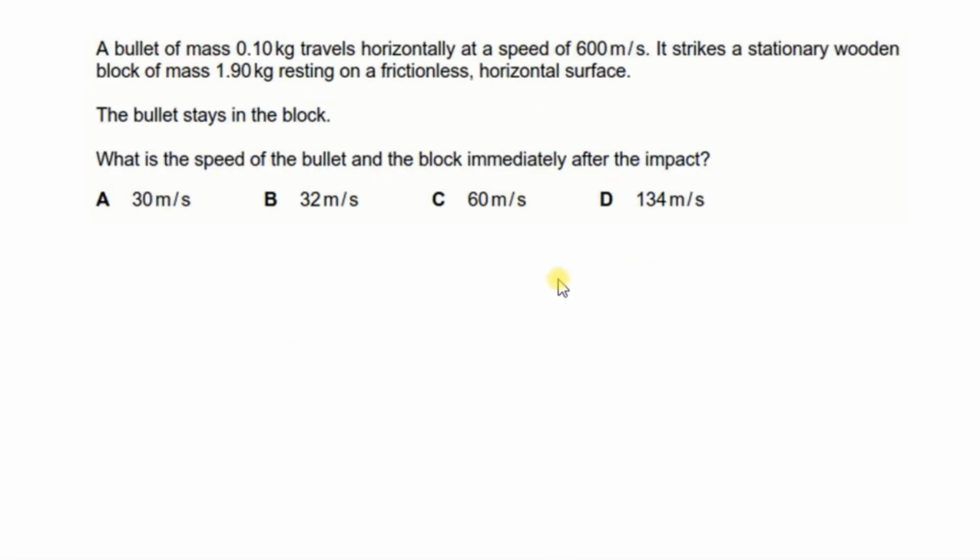A bullet of mass 0.1 kg travels horizontally at a speed of 600 meters per second. It strikes a stationary wooden block of mass 1.9 kg resting on a frictionless horizontal surface. The bullet stays in the block. What is the speed of the bullet and block immediately after the impact?